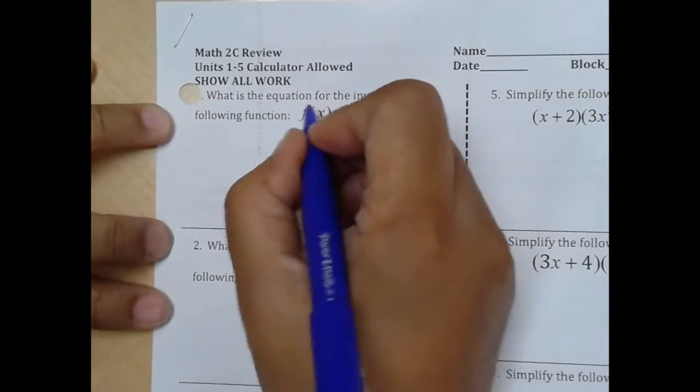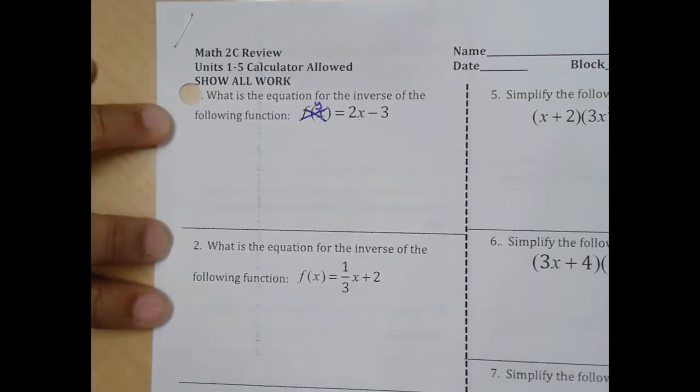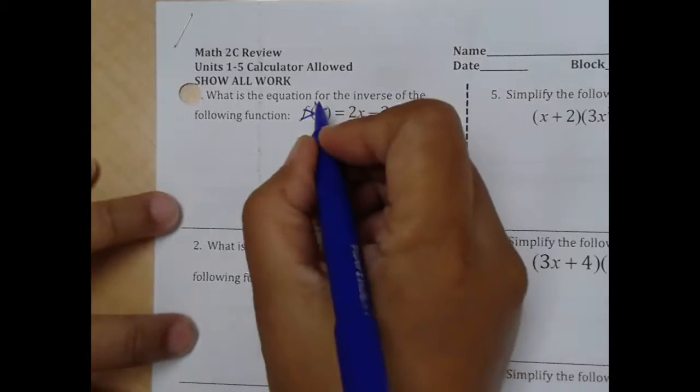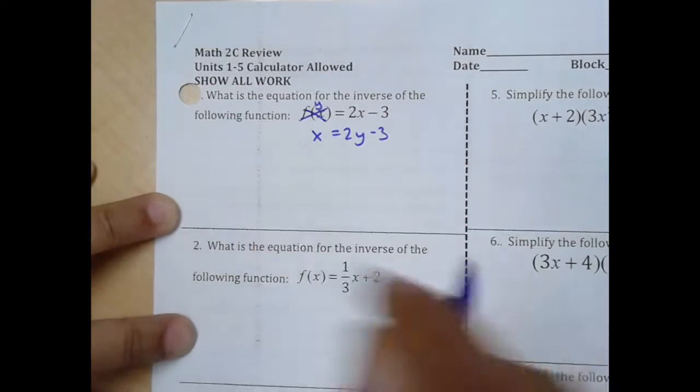So our goal is to switch x and y and solve for y. So I'm going to change this to y. That's what f of x really is. But what we're really going to do is switch the variables now. So this y becomes an x, and this x becomes a y. Don't change any of the other variables.